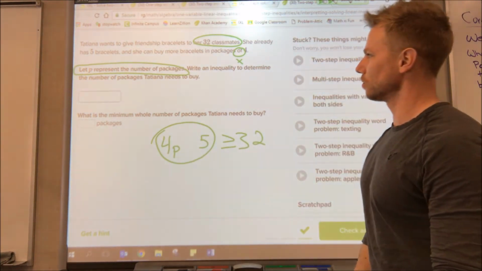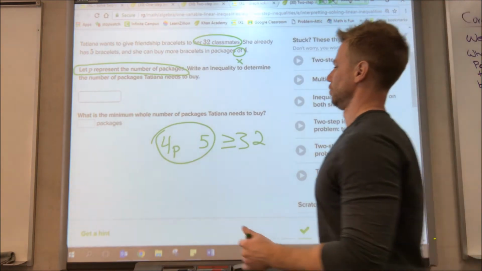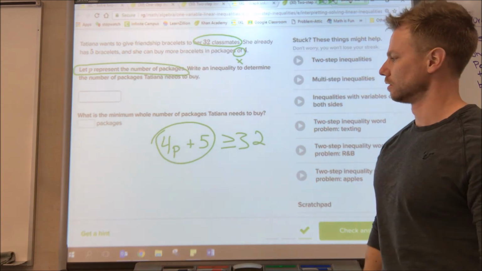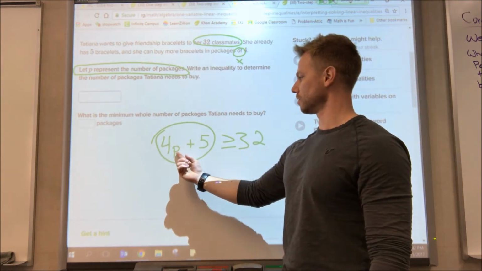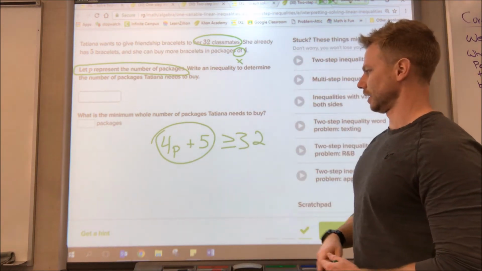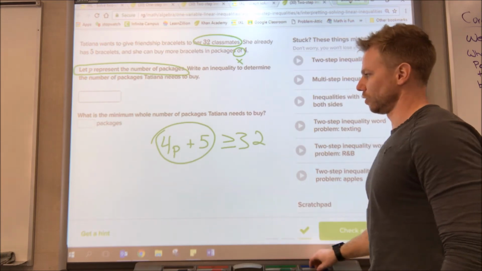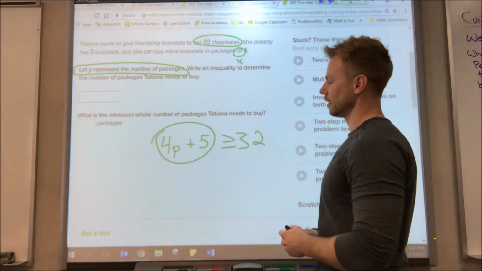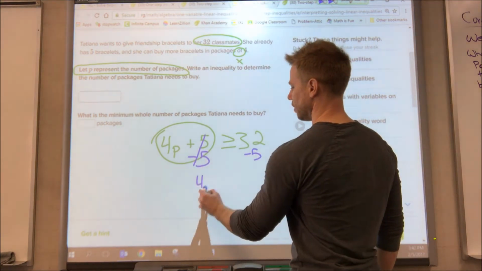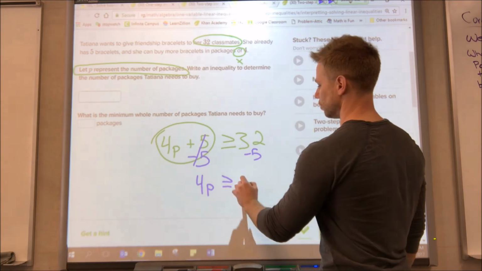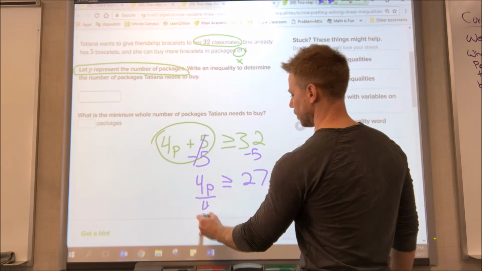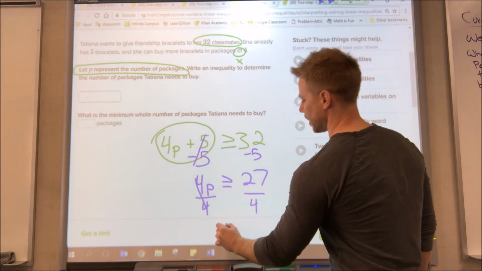And then what do we do with those two things to get the total? We're going to add those together to get at least 32 bracelets. Okay? So 4 times the number of packages plus 5, all of that makes up our total. Okay, now we need to solve that. So we want to get P by itself, get rid of anything that doesn't have a P. So we subtract 5, do the same thing on the other side. 4P is greater than or equal to 27. And then divide by 4. Do the same thing on the other side.